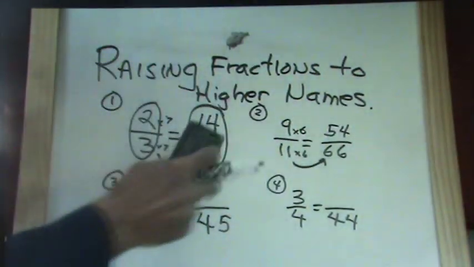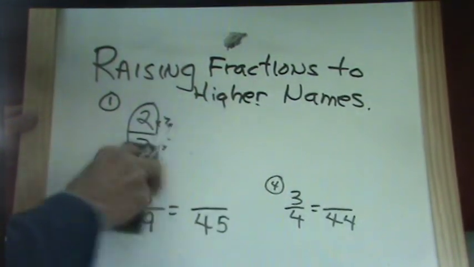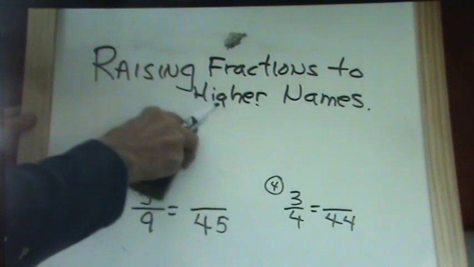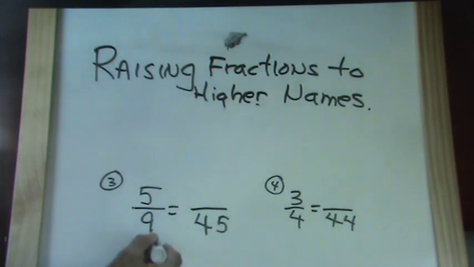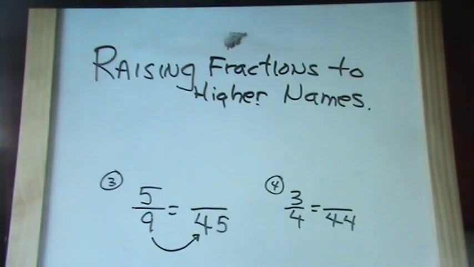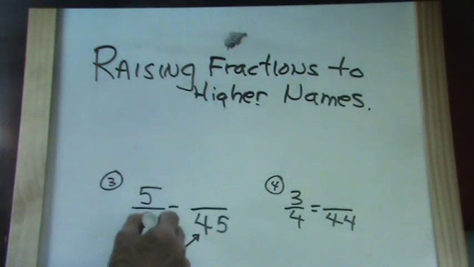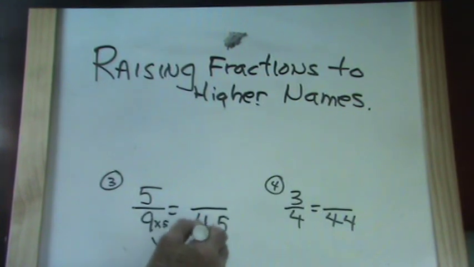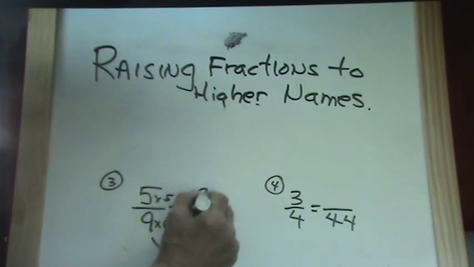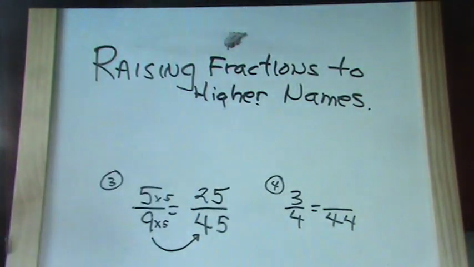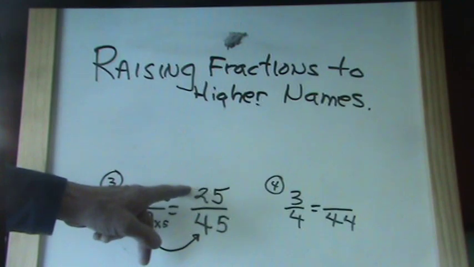Good, we'll erase this so it's not so cluttered. And let's take a look at this. 5/9. If I want to change it into a fraction whose denominator is 45, well, 9 times what number is 45? Well, 9 times 5 is 45. So then I have to multiply 5 times 5, and that gives me 25. So 5/9 raised to its higher name is 25 45ths.